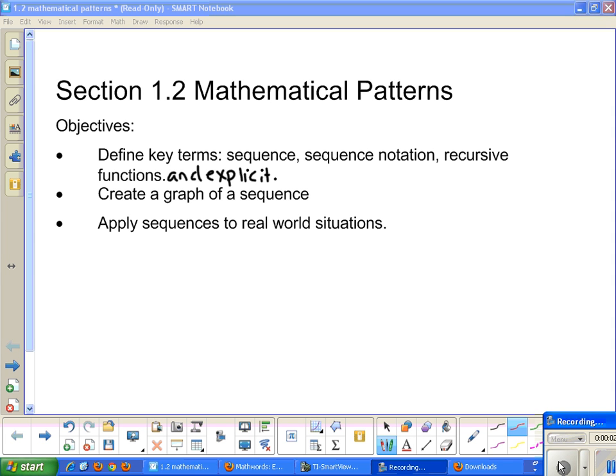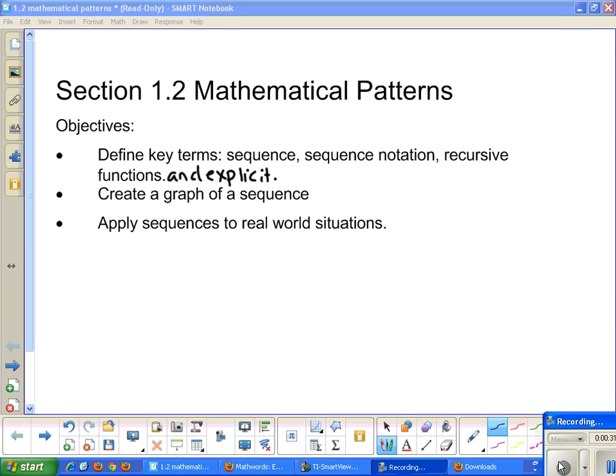Section 1.2 Mathematical Patterns. Our objectives are to define key terms of a sequence, sequence notation, recursive functions, and explicit, create a graph of a sequence, and apply sequences to real-world situations. Now, this section is a little strange because it's kind of like an overview of everything we're going to do in the next two sections. So we're going to look at everything in general, and then in the next two sections, we'll look at an arithmetic and a geometric sequence more specifically.